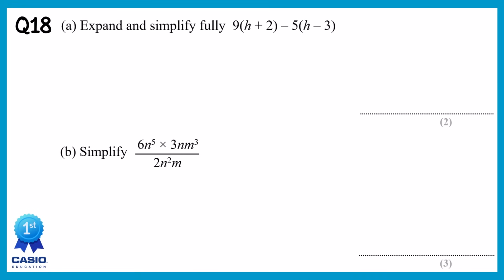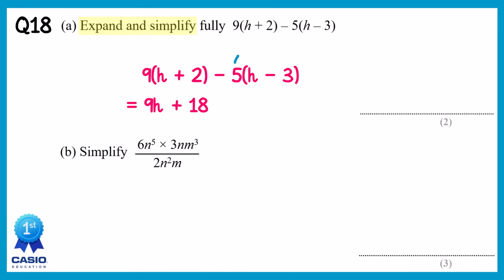In this question, we need to expand and simplify. We're going to start by multiplying 9 by h, which will give you 9h. Then we have 9 multiplied by 2, which is 18. And moving on to the second bracket, we have negative 5 multiplied by h, which is negative 5h. And finally, negative 5 multiplied by negative 3, which is a positive 15. Lots of students make a mistake and put negative here, but it's a negative multiplied by another negative, which will give you a positive.